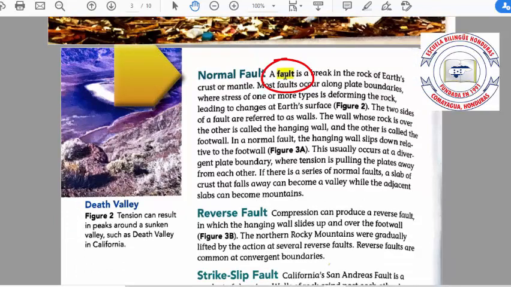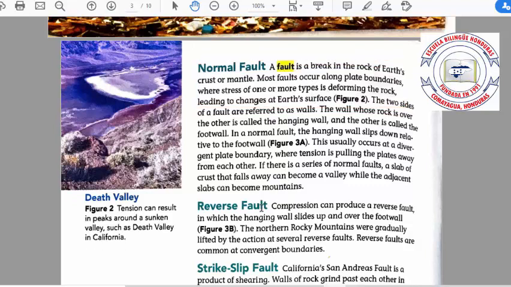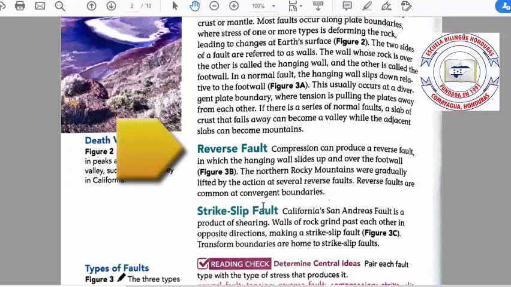The normal fault. A fault is a break in the rock of Earth's crust or mantle. Most faults occur along plate boundaries where the stress of one or more types deforms the rock, leading to change of Earth's surface. Underline this part, guys, 1, 2, 3.5 lines.